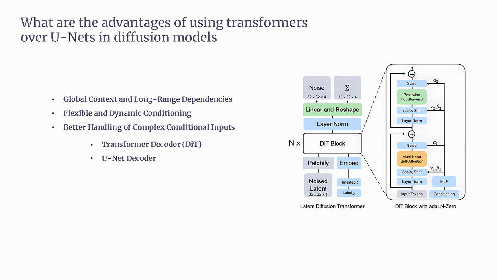For U-Net decoder, U-Net's method of injecting conditional information through concatenation or addition is more restricted. While it works well for simpler inputs like class labels, it can struggle with tasks involving complex or high-dimensional inputs, such as text or detailed embeddings. This limits its flexibility in handling sophisticated tasks like text-to-image generation.